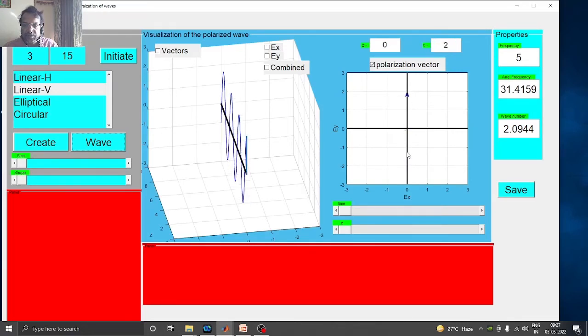You can imagine it to be the strength of the electric field or the magnetic field, which is a function of time. Ex and Ey. So there is no Ex component, there is only Ey component.